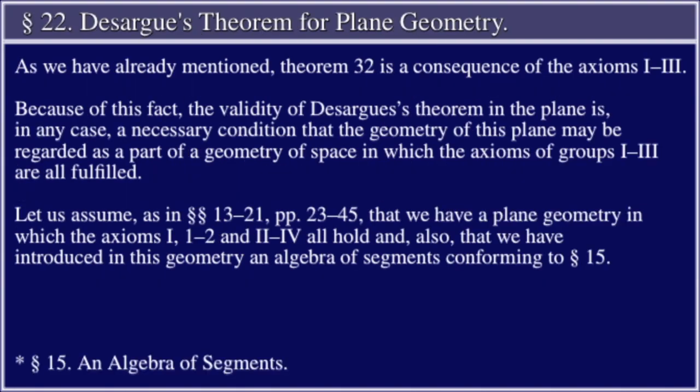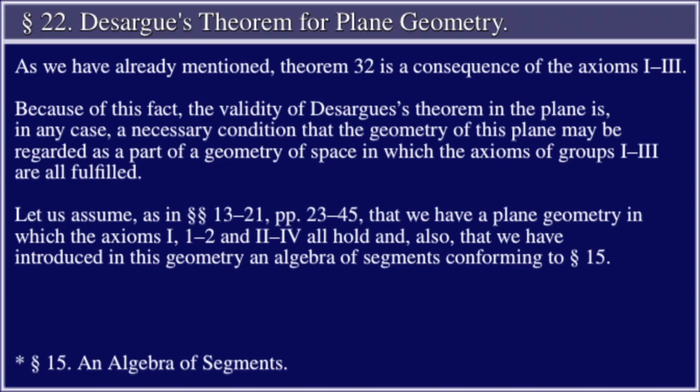As we have already mentioned, Theorem 32 is a consequence of the axioms of groups 1 through 3. Because of this fact, the validity of Desargues' theorem in the plane is, in any case, a necessary condition that the geometry of this plane may be regarded as a part of a geometry of space in which the axioms of groups 1 through 3 are all fulfilled.